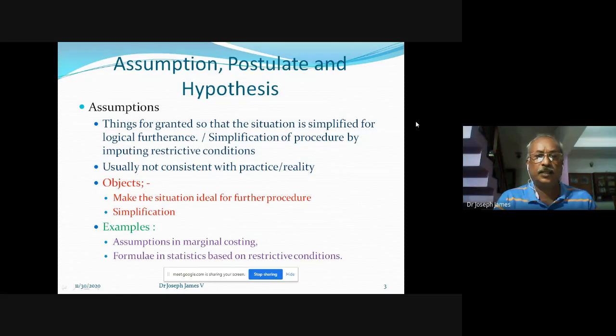Let us consider an example that in marginal costing, we all know that there is a break-even point. How many break-even points can be there in the case of production and sales of a particular product for a particular period of time? How many break-even points can be there?